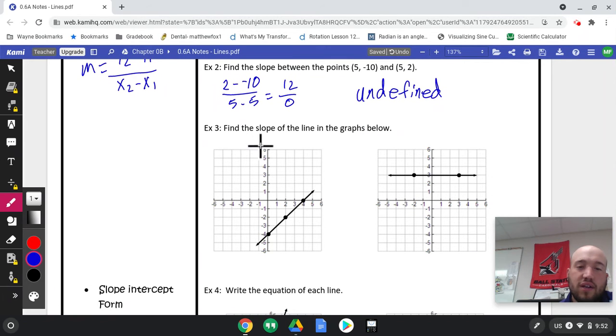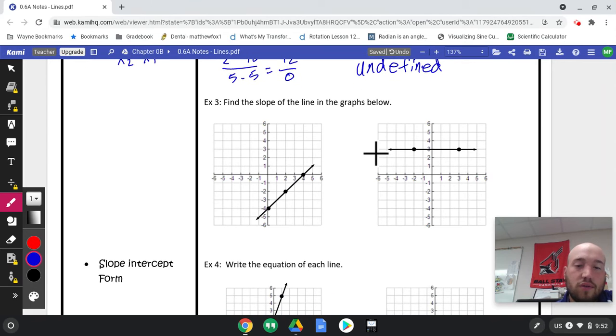Okay, now here, it asks us to find the slope of the lines in the graph below. We can just use rise over run to do this. So if we have a point, go up 2 over 2. So if we think about that, 2 over 2, which would reduce to 1. So our slope is 1.